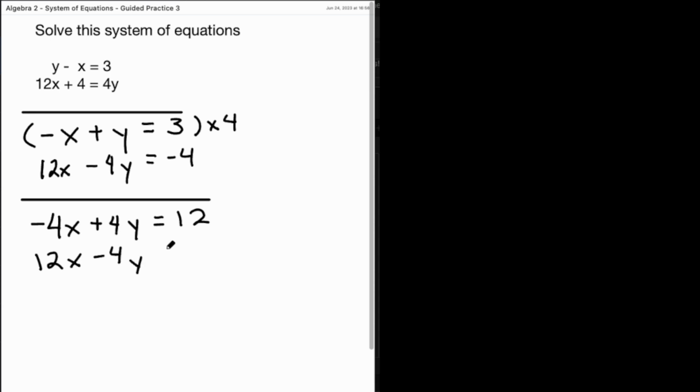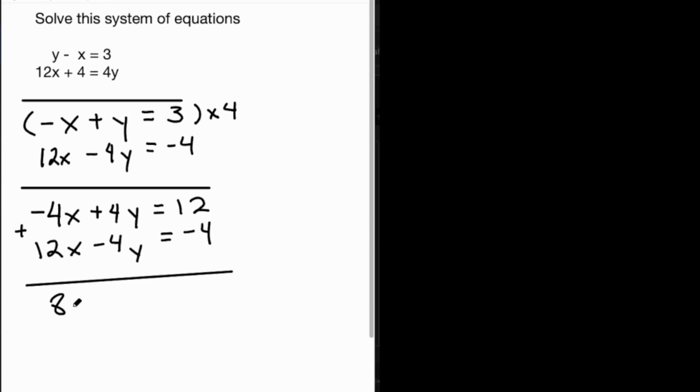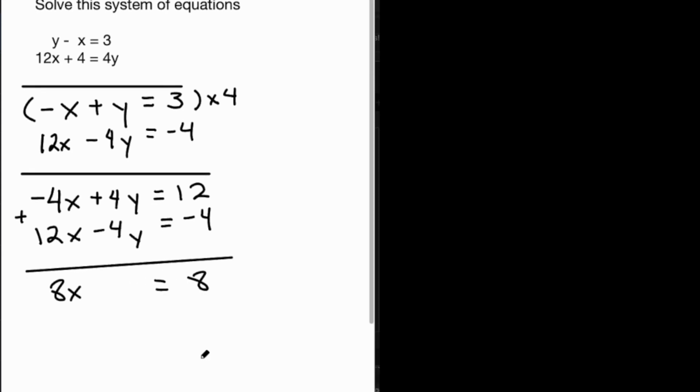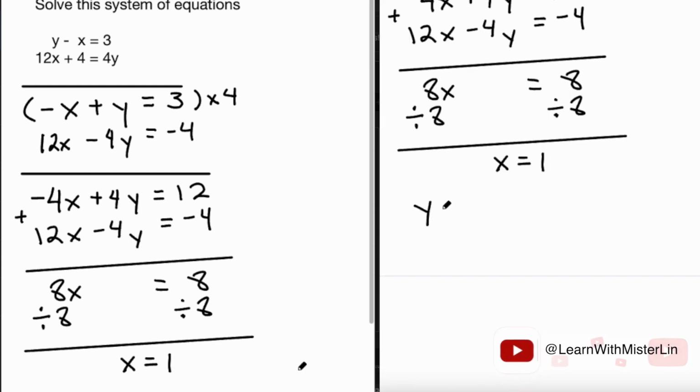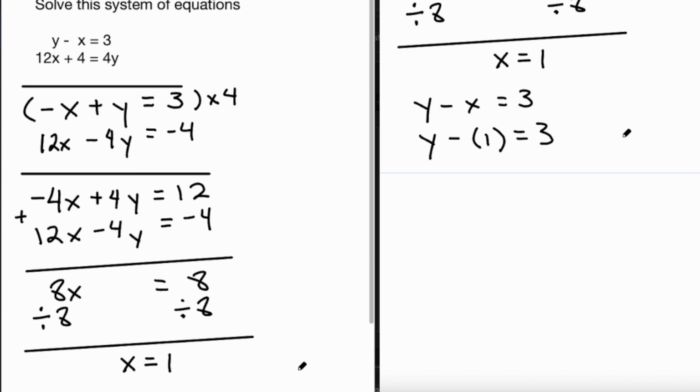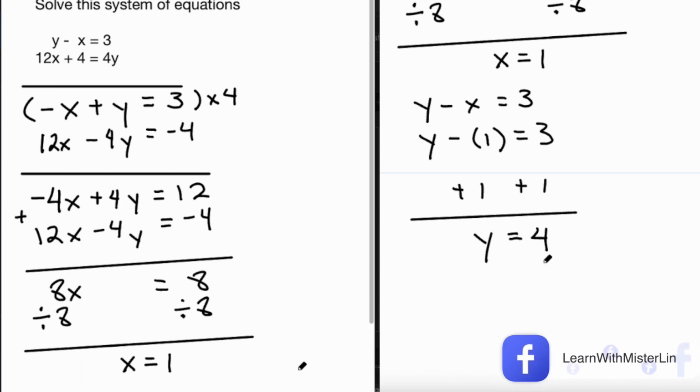Add these two equations to get rid of the y variable. And so what I'm left with is 8x equals 8. I solve for x equals 1, and that is the first part of my answer. To find y, I simply back substitute x equals 1 into one of the equations. I'm choosing to do it into the top equation. And so when I do that, I find that y minus 1 equals 3. And so solving for y, I get y equals 4. And so there's my answer.